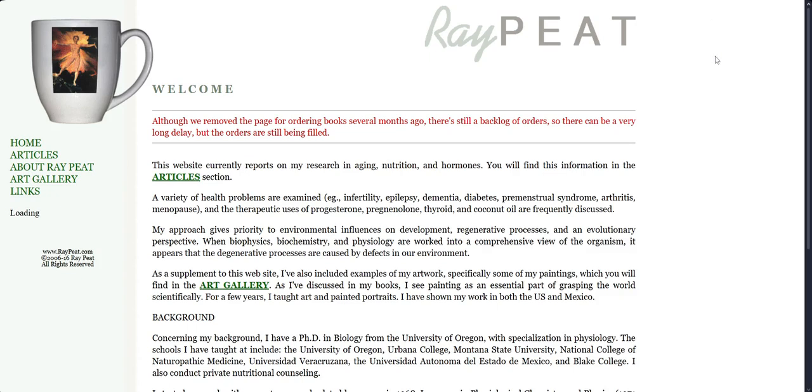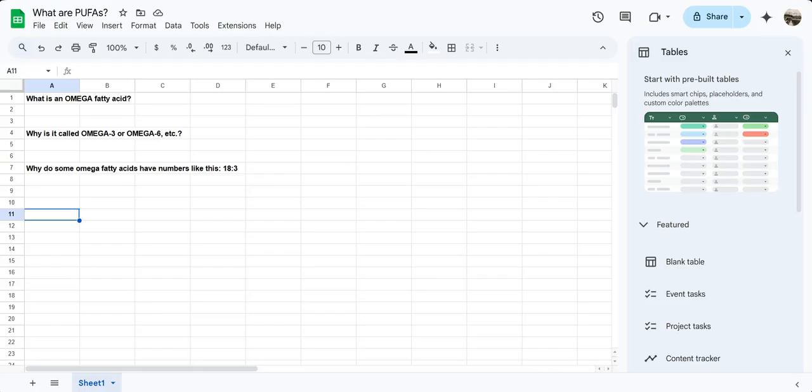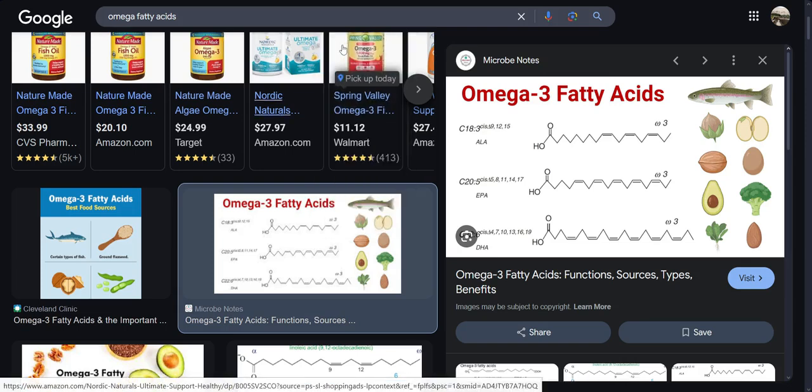So I'm just going to run through a couple of quick questions that might help clear some things up for you. I have some questions here in a Google sheet to help me stay on track. So one, what is an omega fatty acid? Let me go over to just an easy Google omega fatty acid search. And immediately we see omega-3 fatty acids, right? This is what mainstream allopathic medicine is obsessed with because we're told they're essential fatty acids, all of this.